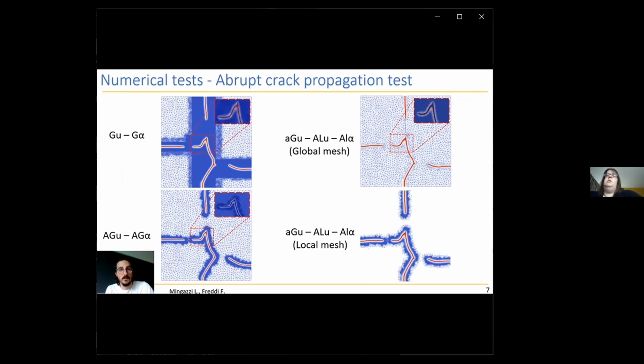Next, the results for the abrupt crack propagation test are reported, and in the slide are shown the different meshes obtained at the end of the simulations.